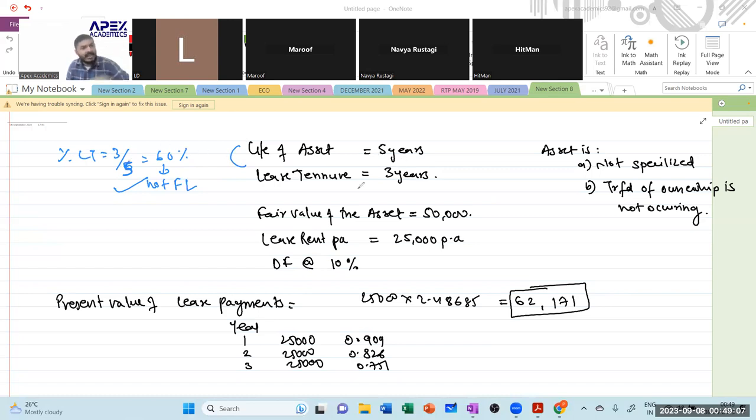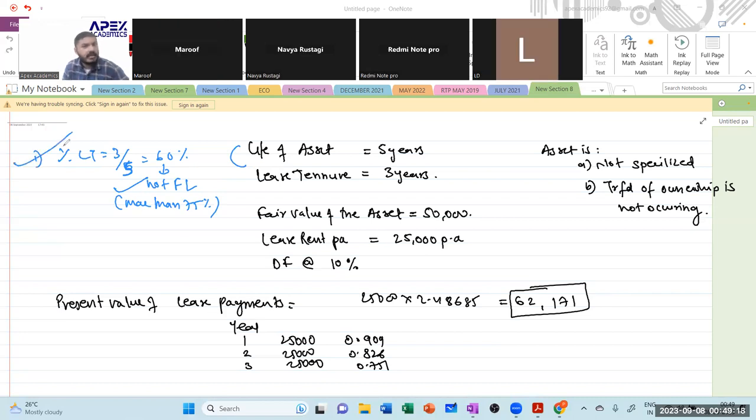It has to be more than 75%, right? Yes, sir. It has to be more than 75%. So it is not a finance lease. Agreed or disagreed? Point number 1. Agreed. Point number 2, asset is not specialized, so it is not a finance lease.